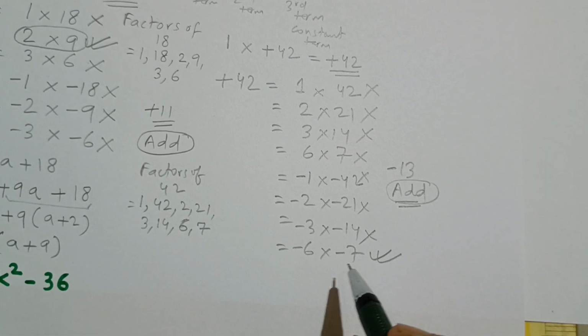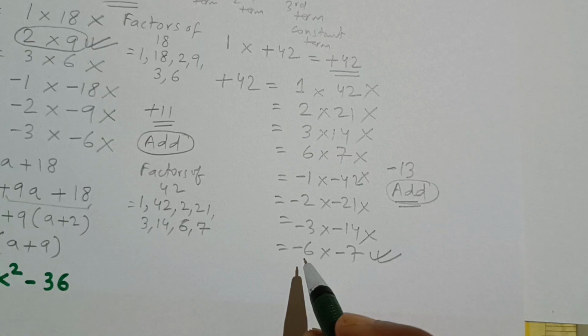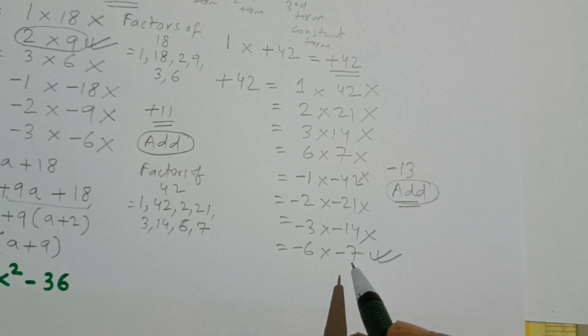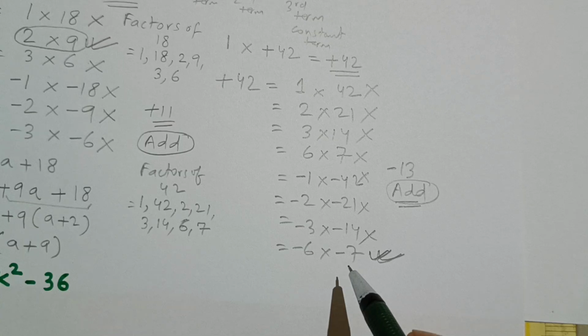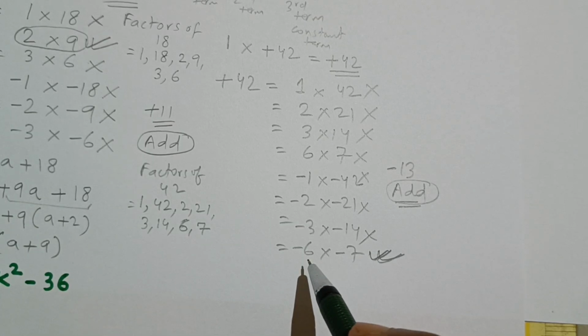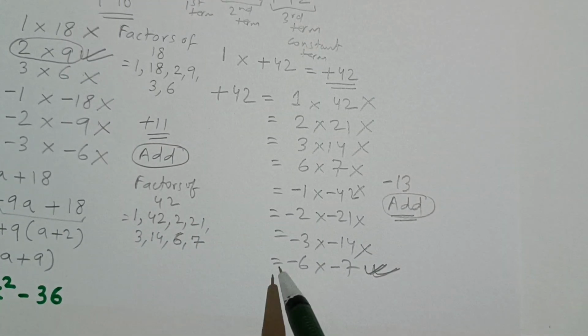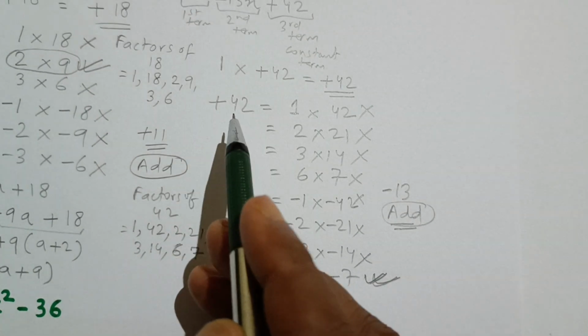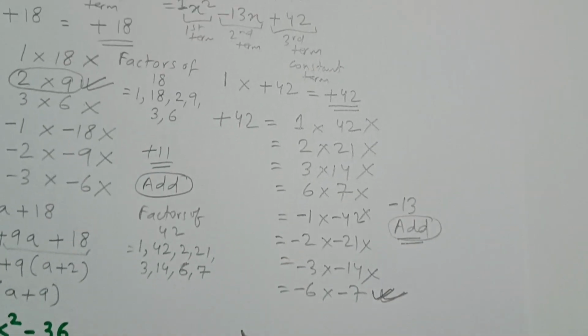Minus 6 and minus 7, if you add, minus 6 plus minus 7 is minus 6 minus 7, which is minus 13. So minus 6 and minus 7 is that pair. If I add them, it will give me minus 13. So this pair, their product is plus 42 and their sum is minus 13.